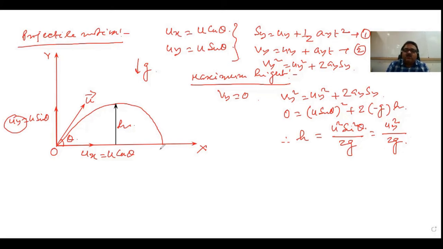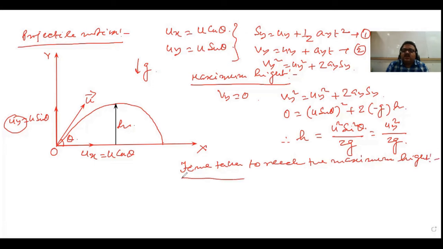Number two, how to find out the time of flight. Or first, let me do one thing that is much interesting. Time taken to reach the maximum height. What is the time taken to reach the maximum height? So for the time taken to reach the maximum height, that means in the vertical direction, so I'm going to use this formula. Vy equal to uy plus ay into t.